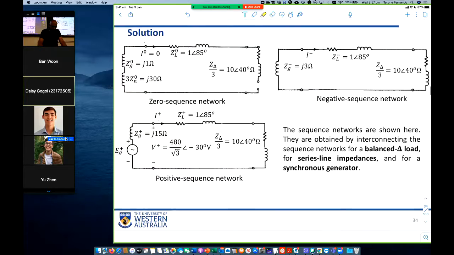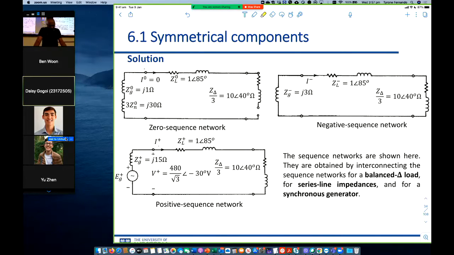So here we draw the zero sequence network. Remember, the generator is grounded, so it's 3 times the value of the impedance that grounds the generator. This is the zero sequence impedance of the generator, the zero sequence impedance of the line, the zero sequence impedance of the delta load, and then the neutral is not connected to the ground. Between neutral and ground there is infinite impedance, so the zero sequence current will be 0, right?